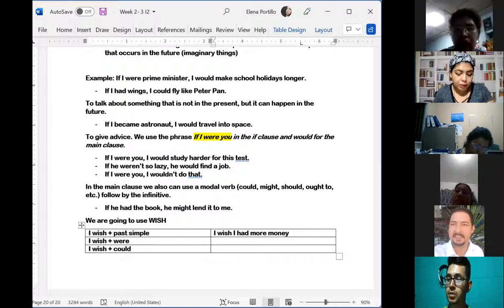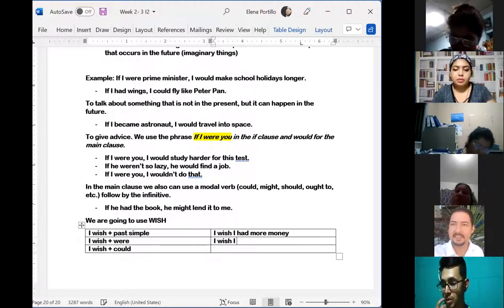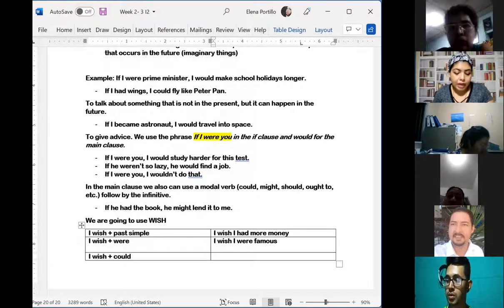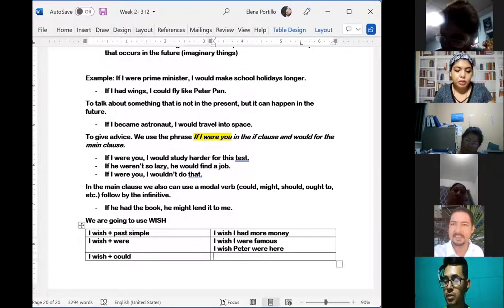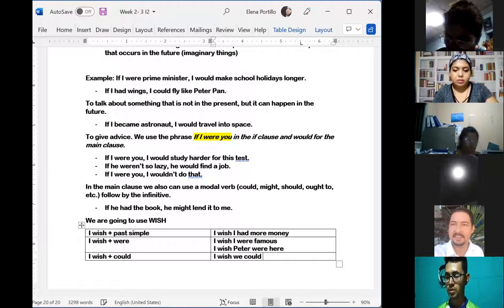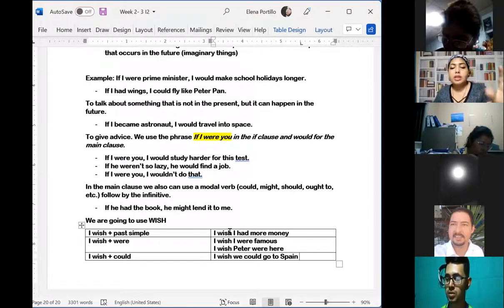Then for the second one, I wish plus were: I wish I were famous. Or we can have another one: I wish Peter were here. And in the last one, I wish we could go to Spain. In this case, we have this kind of application for this kind of sentence. And in this case, we are using it for the second conditional.